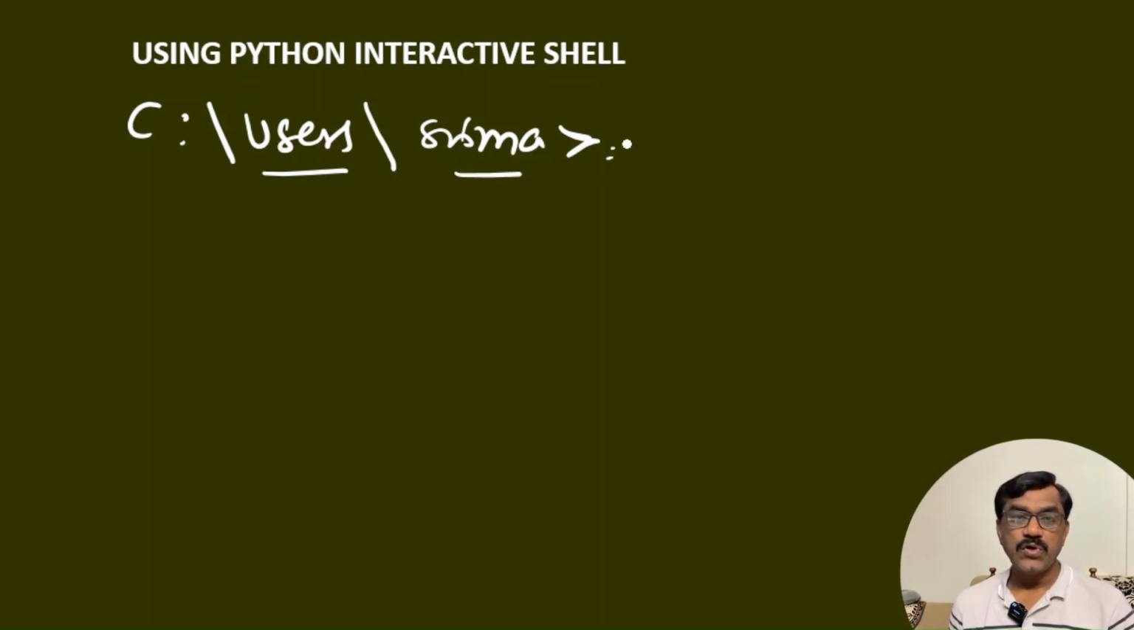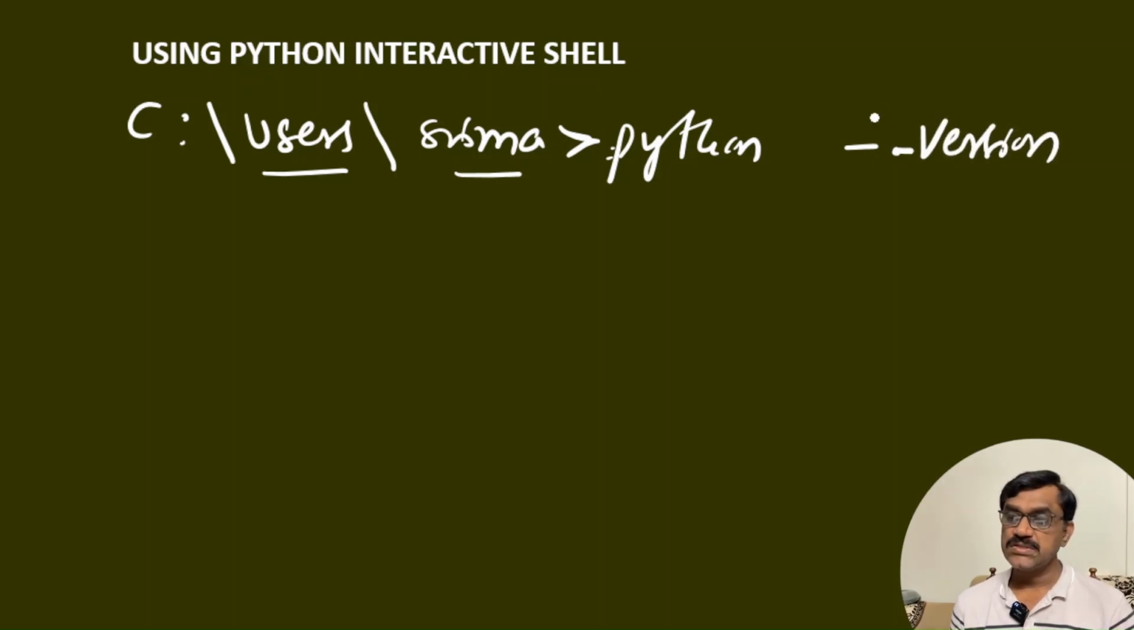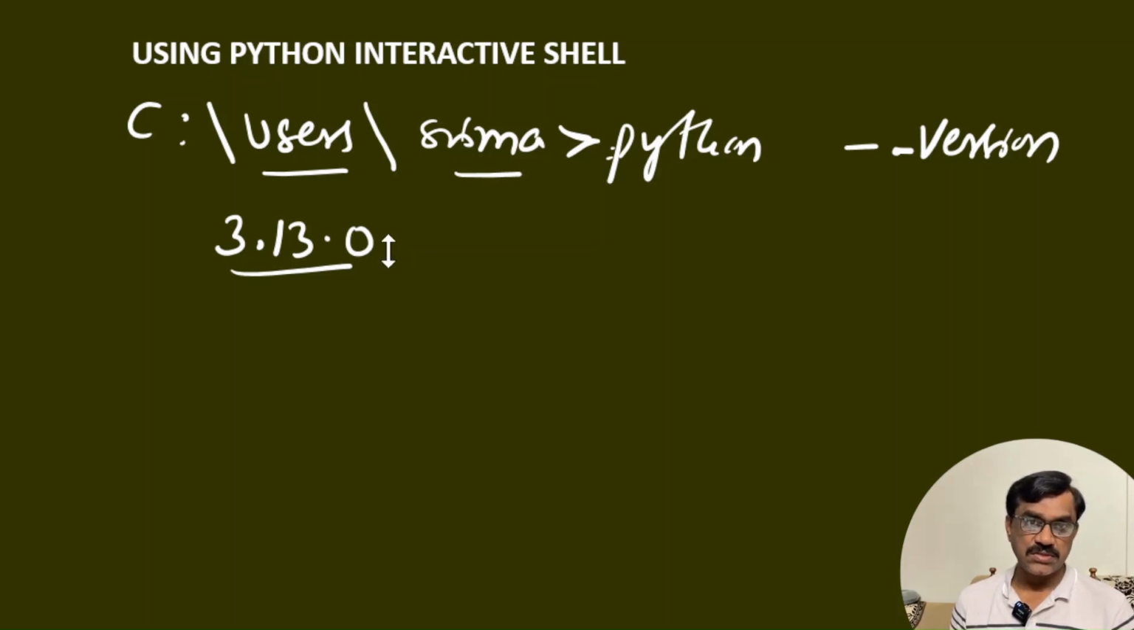At this prompt, if you want to know what version you have installed, type python --version. It is not a hyphen, just minus minus version. Now it is going to display the current version that you have installed. I think we have installed the latest version, 3.13.0. That is the version we installed in the last class.